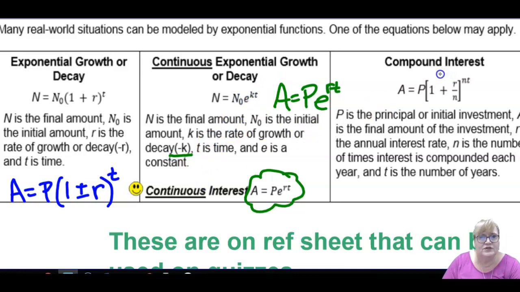And then compound interest is like I have $1,000 and it's growing 1 plus 0.05%, we'll say, but it's compounded monthly, so you put a 12 down there. So n is the number of times it's compounded each year, so that goes down here. Remember, in all of these, your rate has to be a decimal.